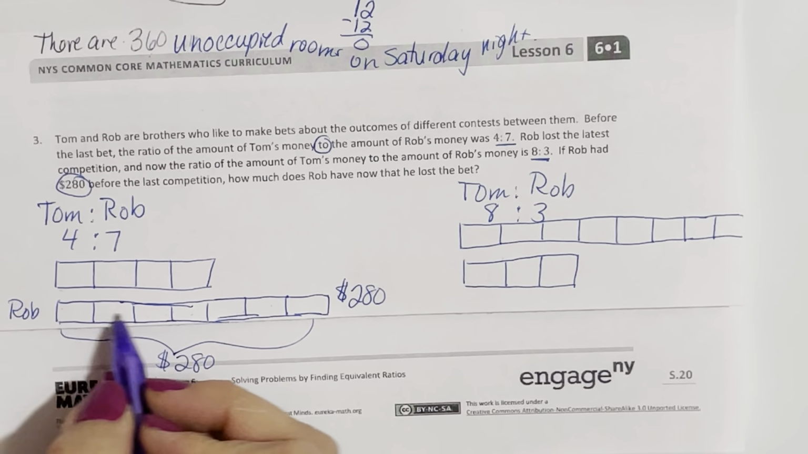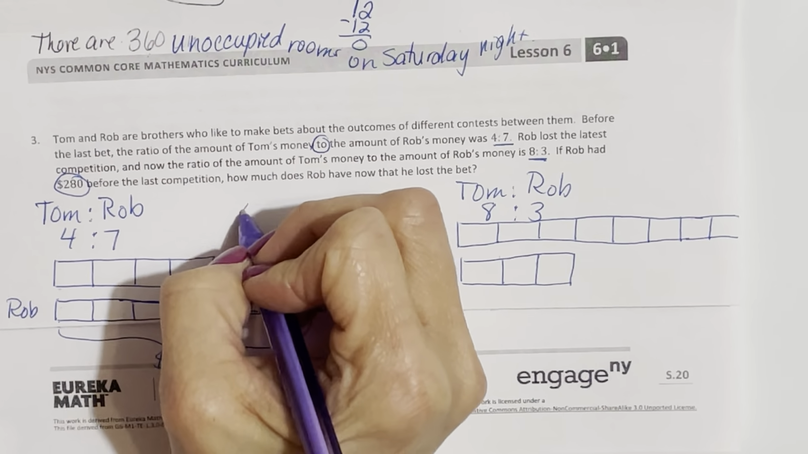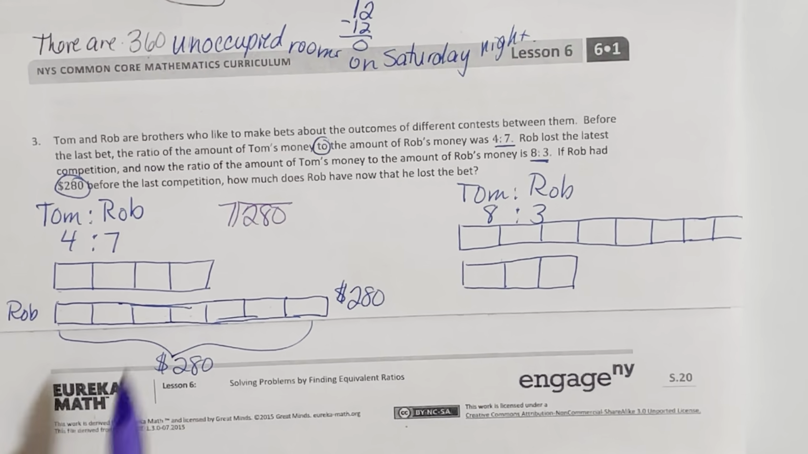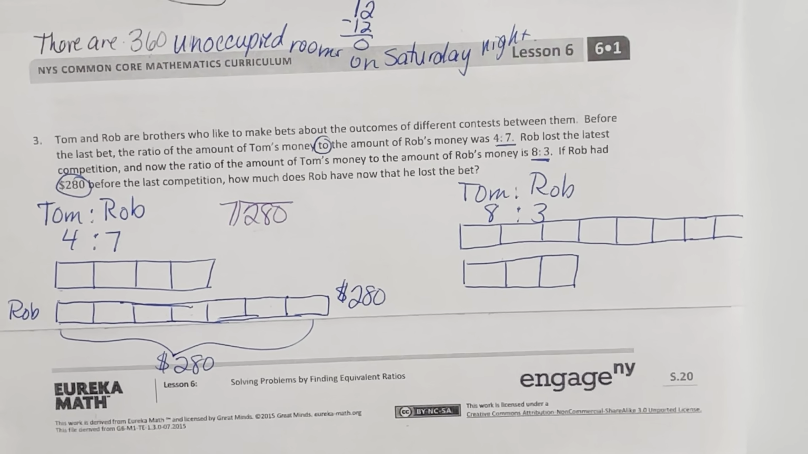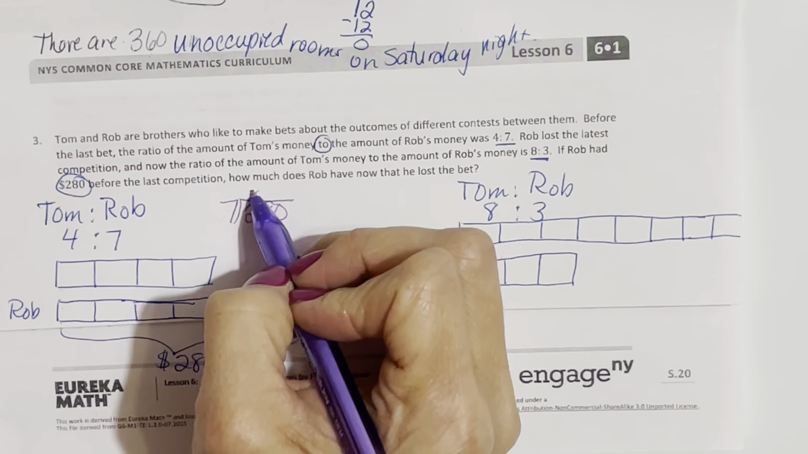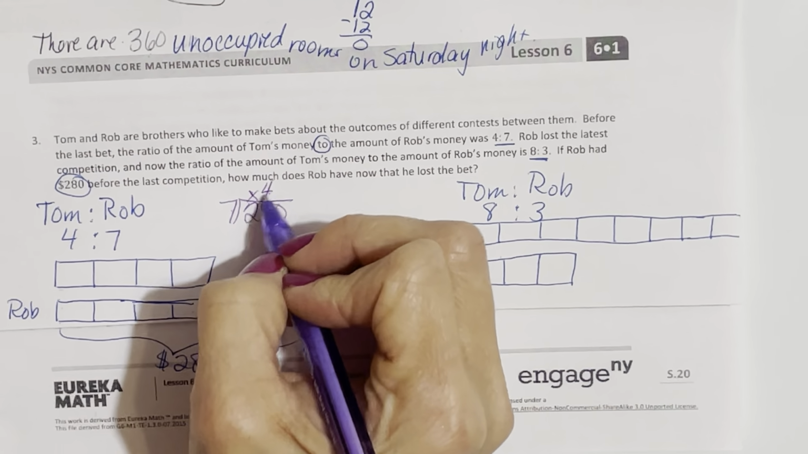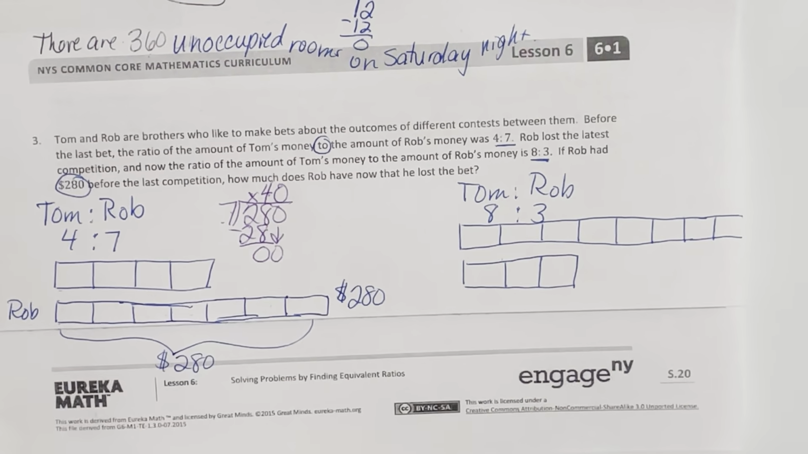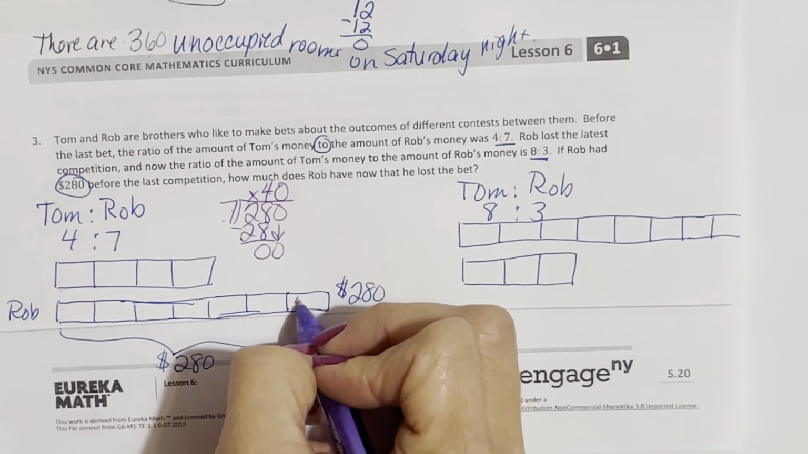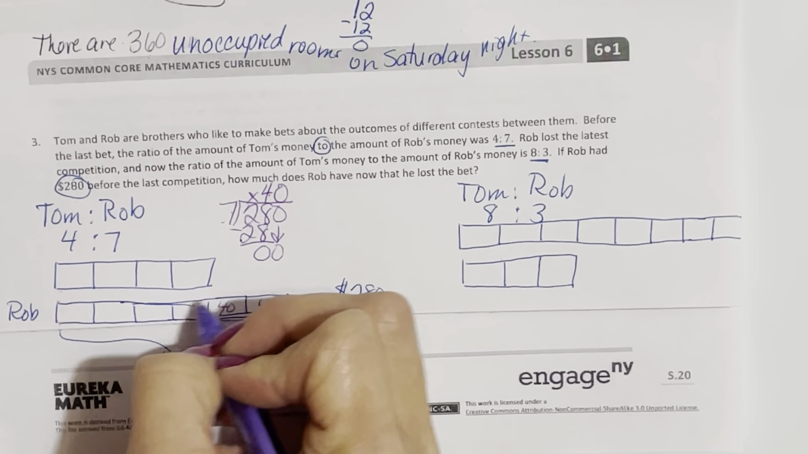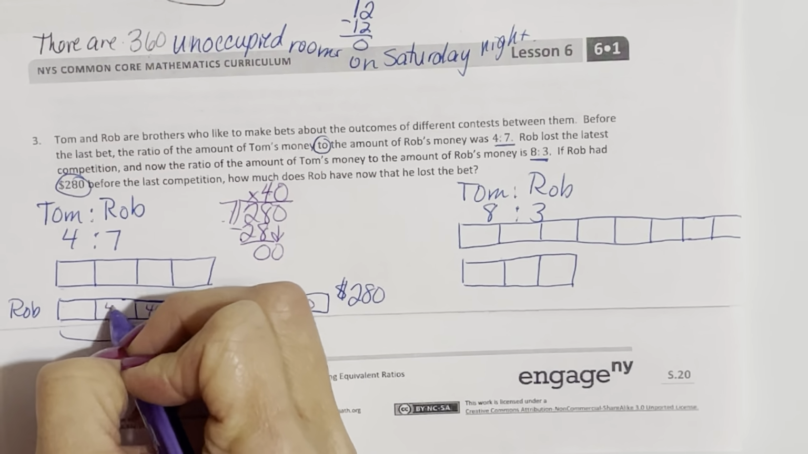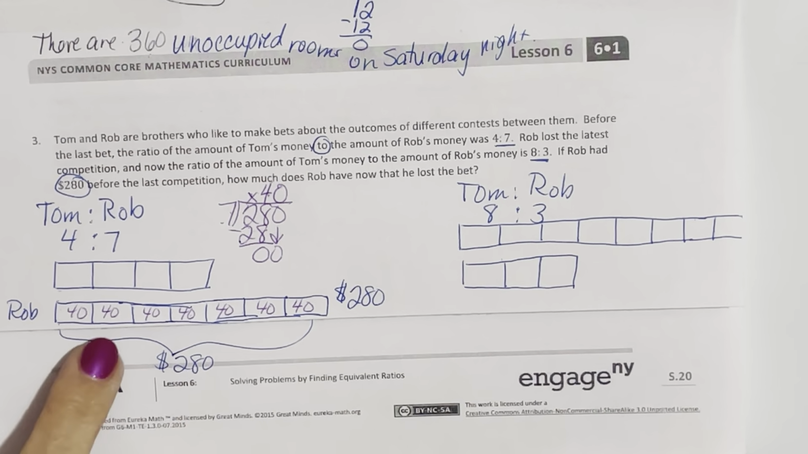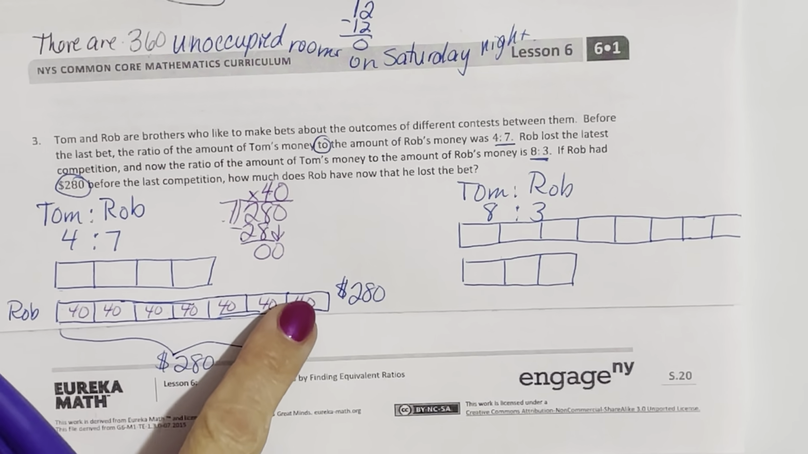So each one of these is, let's see here, 280 divided by 7, because it's divided into 7 parts. So we have to divide the 280 into 7 parts. We know that 4 times 7 gives us 28. Bring down a 0. Put the 0 here. So we know that each one of these is $40. And we could do it backwards too. We could say 40 times 7 is 280.